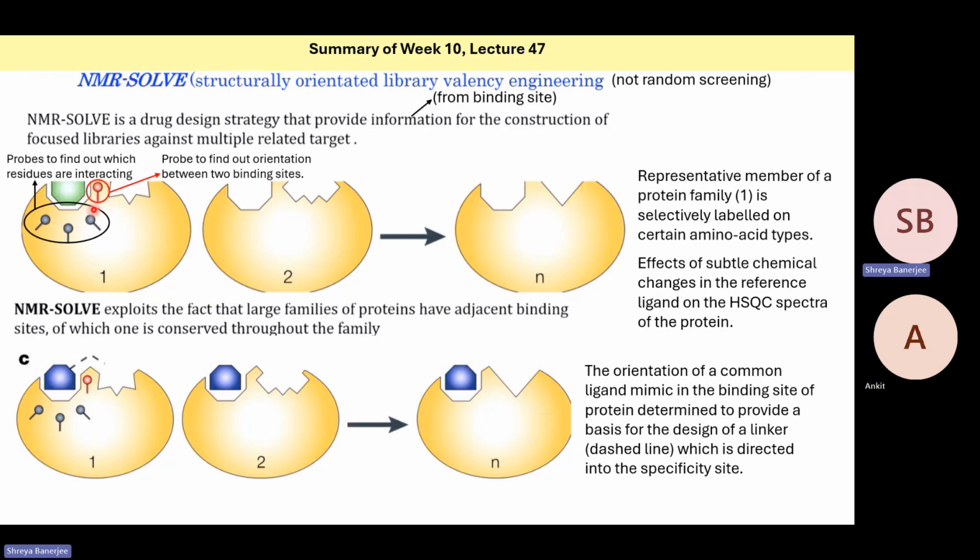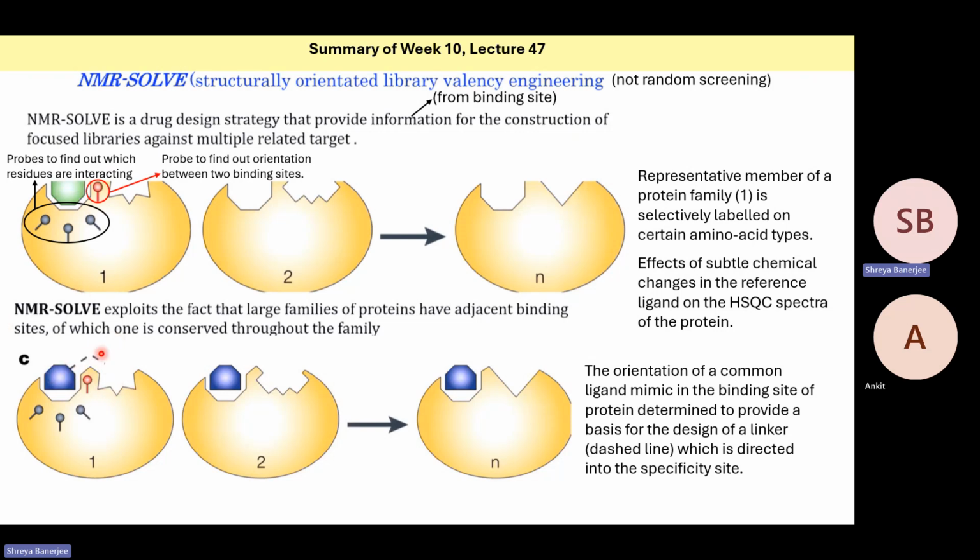There is a fourth probe shown in red here, which basically helps you understand the orientation between the two binding sites. So if you can find out the amino acid structures between the two binding sites, you can construct a linker which will link the first binding site to the second binding site.